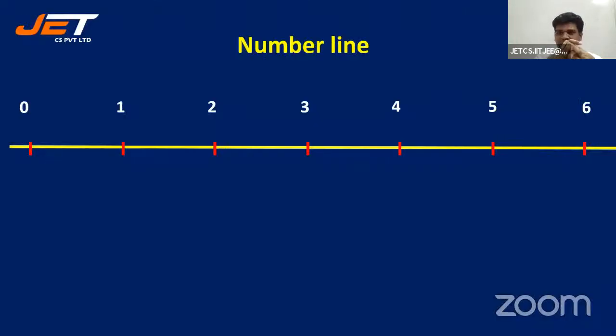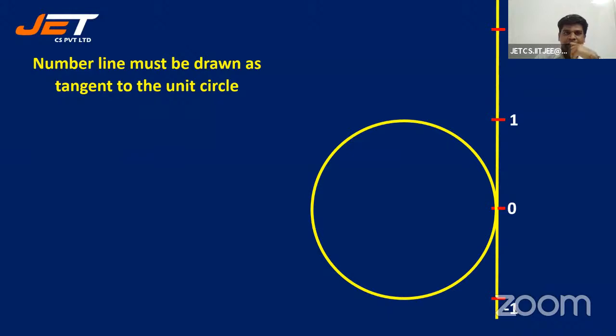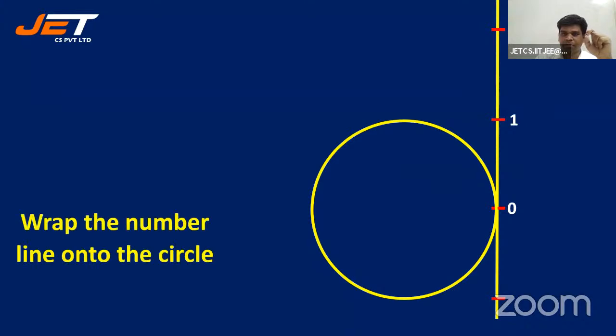Here we talked about a number line. This number line is drawn as a tangent to a unit circle. So the radius of the circle is 1 unit. This new number line is drawn as a tangent to the unit circle, and now wrapped around the circle. So we wrap this number line onto the circle.